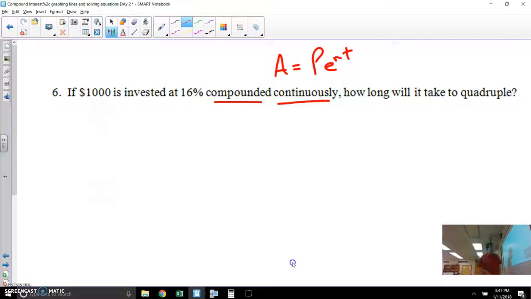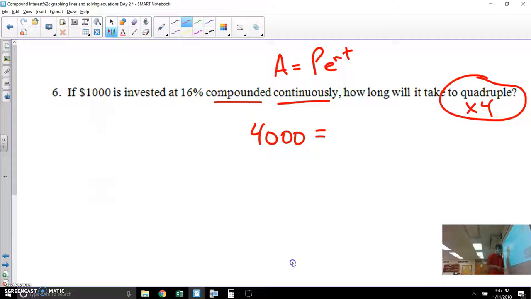And then we have this word quadruple, okay? If you quadruple something, quad, except for quadratic in this case, quad means times 4, okay? So what we're looking at is you have $1,000 invested. How long will it take to quadruple, okay? So again, 1,000 quadrupled would be $4,000. That's our target. So that A is 4,000. That principal is 1,000. Okay?